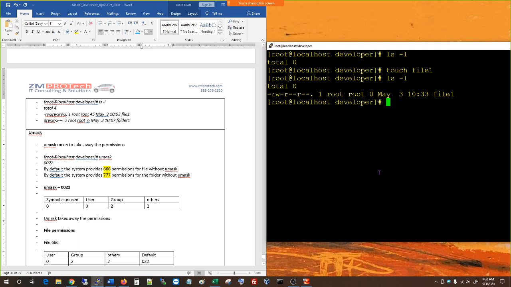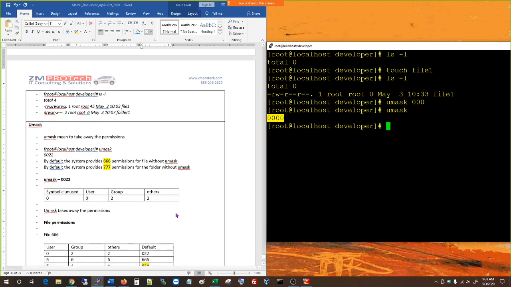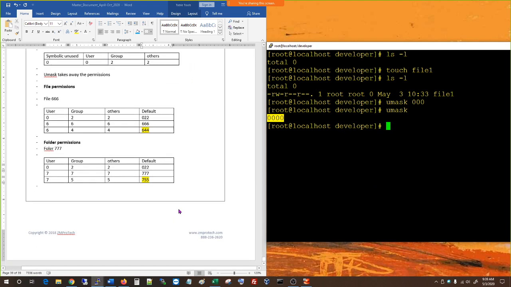Okay, so UMask, I'm going to say 000, and if I do UMask, it's going to take 400, but because the first one is symbolic here, it's benign, it's not going to do anything, so we'll worry about 300. So when we have a UMask like this, what will be the permissions for files and folders if I create one? No permissions.